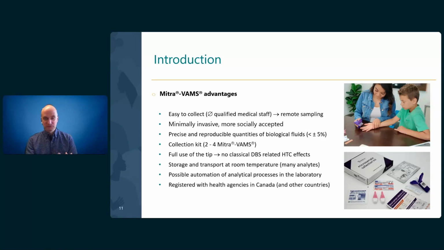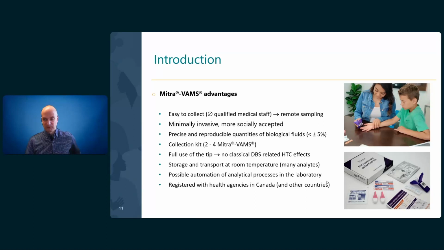We use it here for whole blood, but it can be used for saliva, for urine as well, water, and other kinds of liquids. And it comes in collection kits with 2, 3, or 4 Mitra devices. A full collection kit is as shown here on the right side of the lower picture. So it comes with everything needed for sampling.